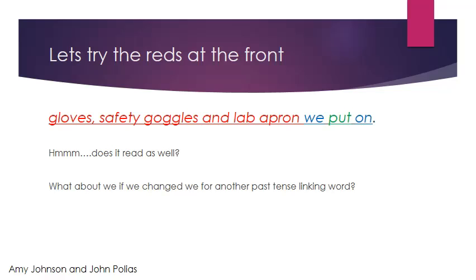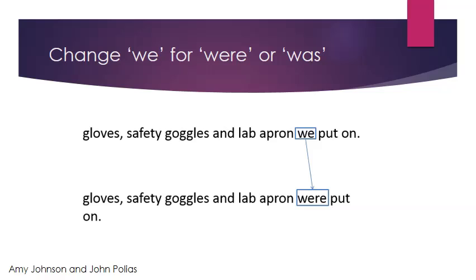Reads a bit better, but I think we need to change we for another past tense linking word to make this sentence make sense. If we change we for were or was, then it makes more sense. Was we use when there's only one thing, and were we use when there's more than one thing, a plural. So in this sentence we have three things: gloves, safety goggles, and lab apron, so we need to use were. Gloves, safety goggles, and lab apron were put on. Yep, that makes much more sense.